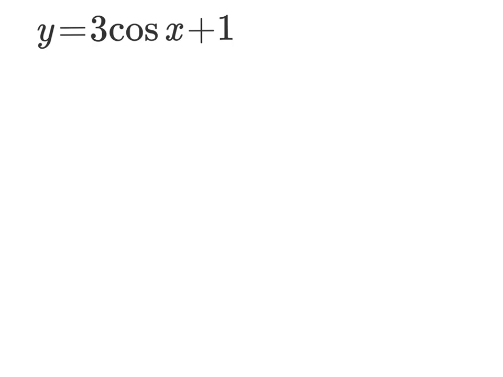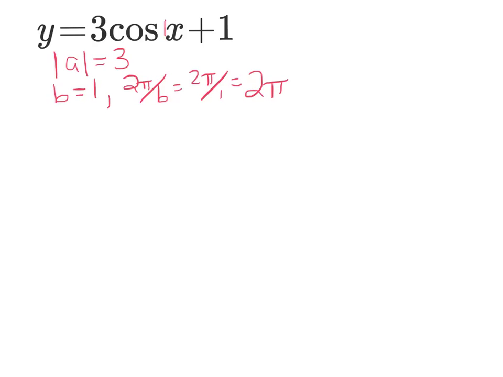We've got a cosine function, and we're going to start the same way that we did without the vertical translations. So our amplitude here is 3. Our frequency is 1 because the coefficient of x is 1, which means that the period is 2 pi. Now we're shifting up 1 unit. We can see this by the addition of that constant right there.